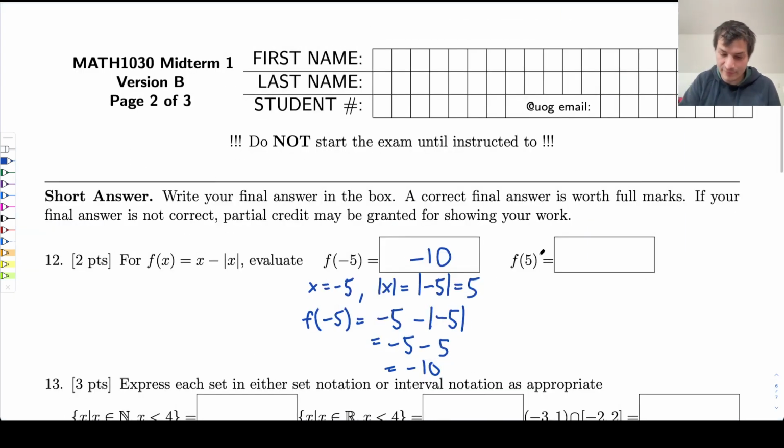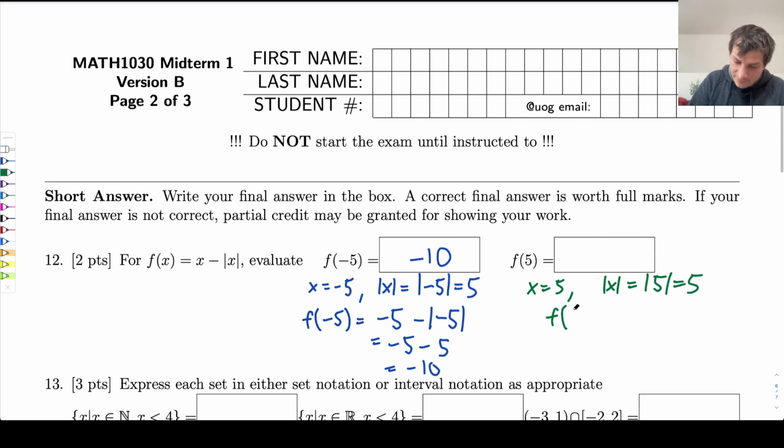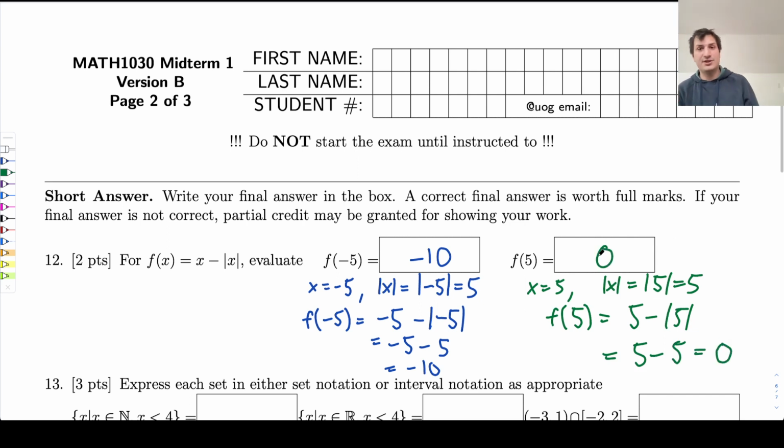All right, and what about f of 5? In this one, x is 5, and the absolute value of 5 is 5. What is f of 5? It's 5 minus the absolute value of 5, also known as 5 minus 5, which is 0. So f of 5 is 0. Some people switched these, but almost everybody got at least 1 out of 2 here. Most people got this one correct.